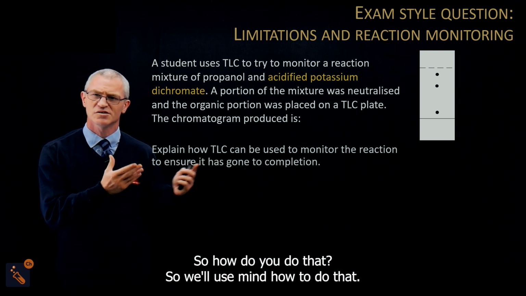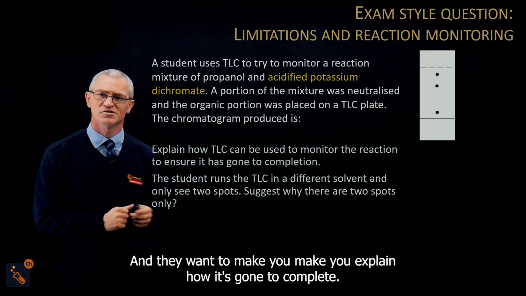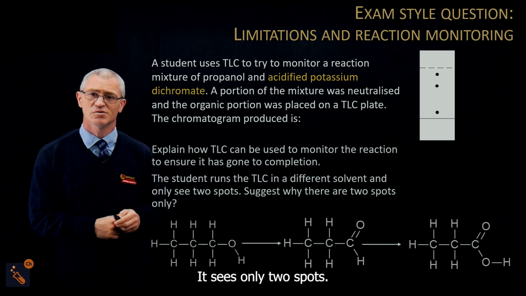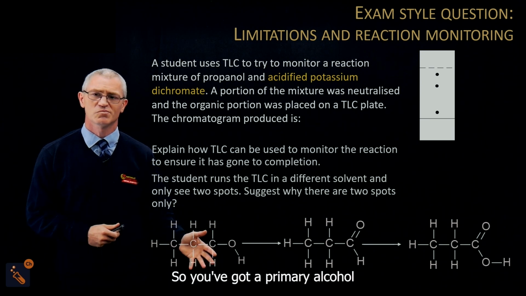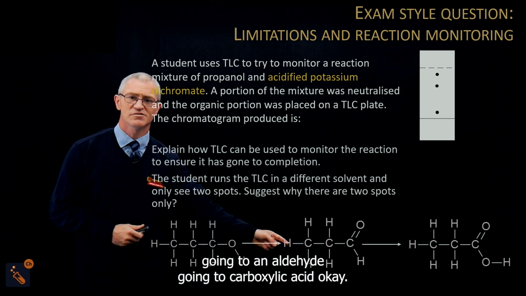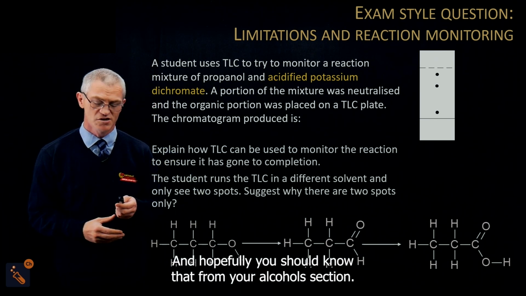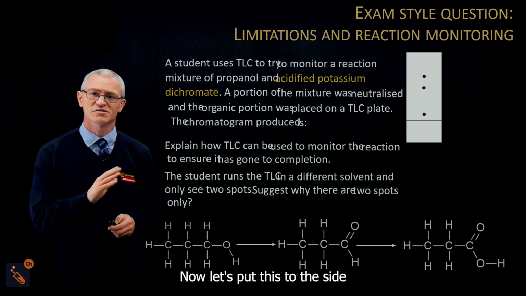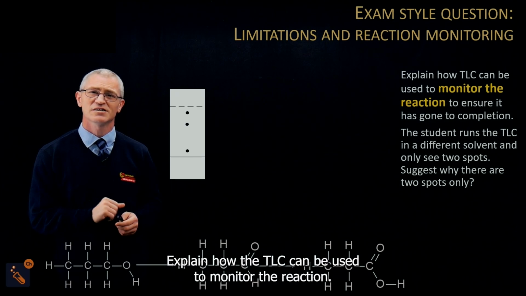So how do you do that? They want you to explain how to do that, and they want you to explain how it's gone to completion. The student runs the TLC in a different solvent and sees only 2 spots. And this is the reaction underneath. So you've got a primary alcohol going to an aldehyde going to a carboxylic acid. Hopefully you should know that from your alcohols section. Now let's put this to the side and look at the first type of question. Explain how the TLC can be used to monitor the reaction.